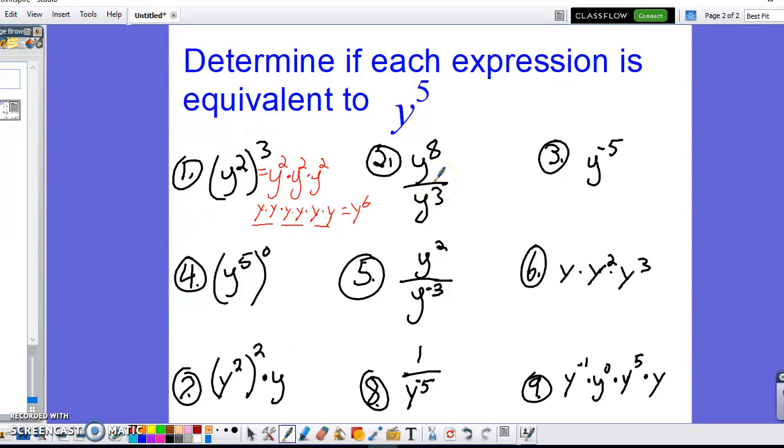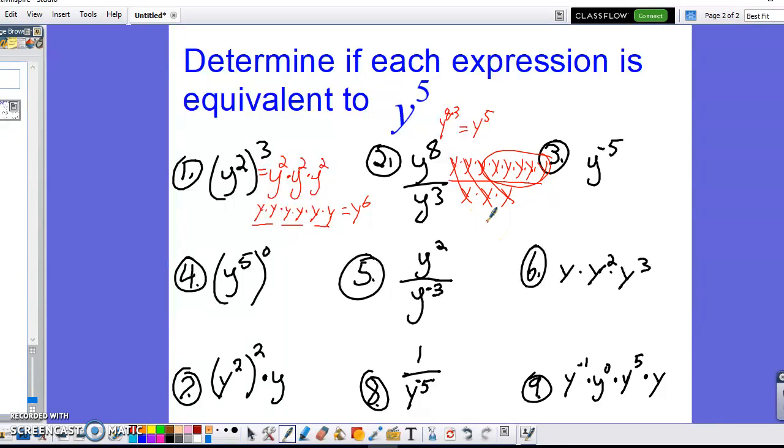Over here, number 2, 8 y's on top, 1, 2, 3, 4, 5, 6, 7, 8, divided by y to the 3rd, so y times y times y. If we look at how that cancels, I'm left with 1, 2, 3, 4, 5 y's. It's left with y to the 5th. So remember when we're dividing, the quotient rule, you have the same base, we subtract the exponents. So this is y to the 8 minus 3 power, which is y to the 5th.